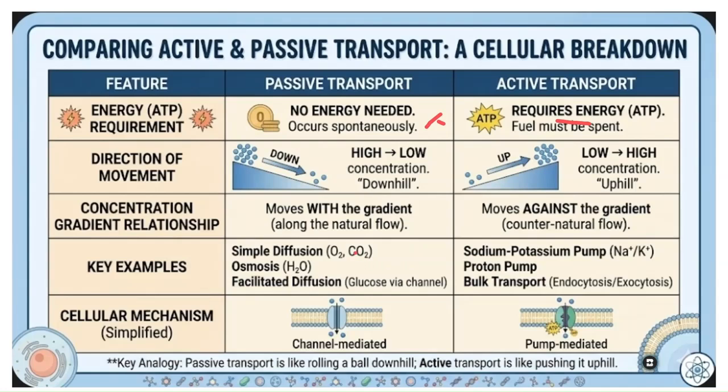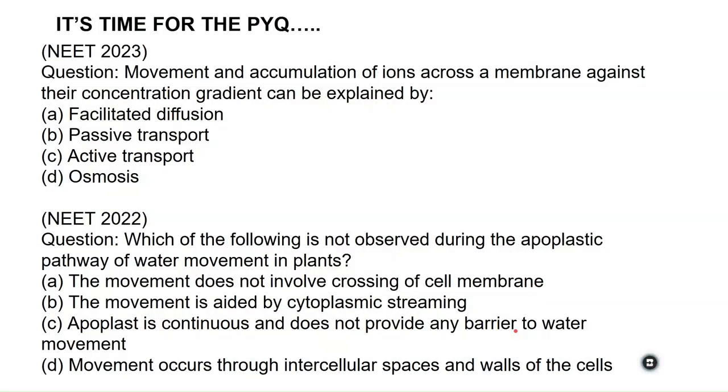Example of passive is diffusion, osmosis and facilitated diffusion, whereas active transport, it is sodium potassium pump and bulk transport. Here passive we have the channel mediated, whereas here we have pump mediated, where energy is required. Now let us move on to the PYQs.